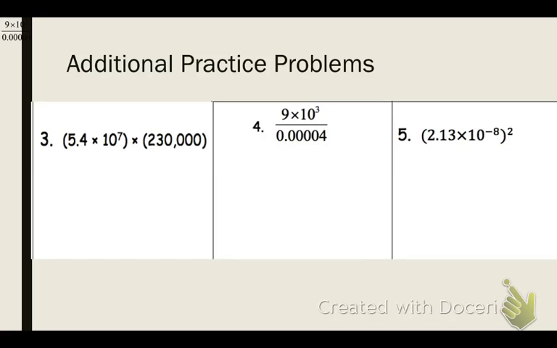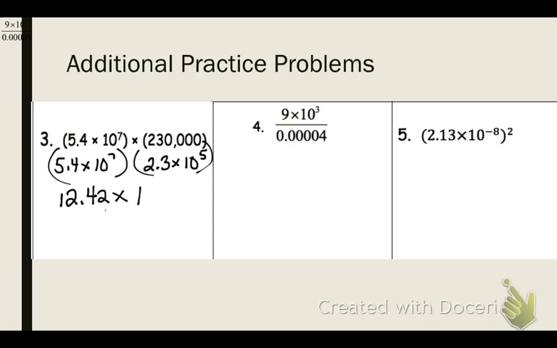Now, number 3 is mixed between scientific and standard. I'm going to choose to change it to all scientific. I just find it easier to work with. 2.3 times 10 to the 5th power, and I have 5.4 times 10 to the 7th. So I'm going to multiply 5.4 times 2.3 on my calculator, and I got 12.42 times 10 to the, keep my base and add my exponents, 10 to the 12th. Now I've got to switch this because it's not quite in scientific notation. It'll be 1.242 times 10 to the 13th.